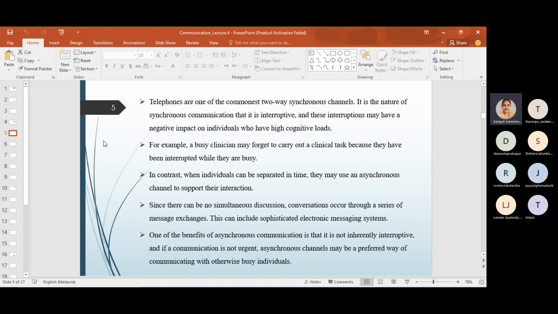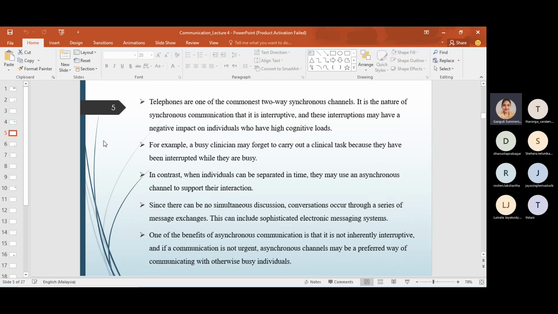Okay, so like in a telephone conversation, the sender and the receiver both talk at the same time. They both express themselves at the same time. So this kind of communication is called synchronous communication. And a disadvantage of synchronous communication is that it is interruptive. Interruptive means there are interruptions in synchronous communication.